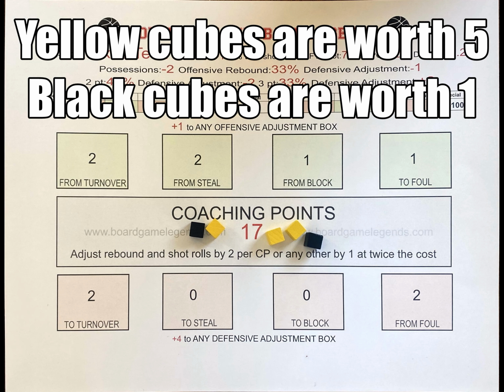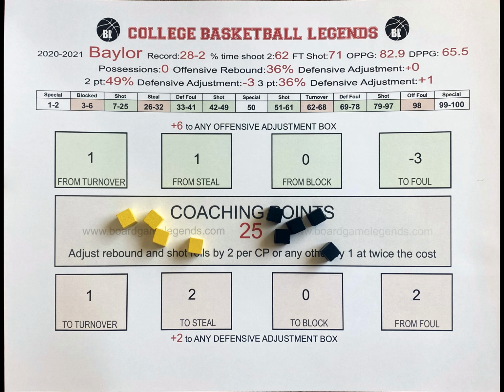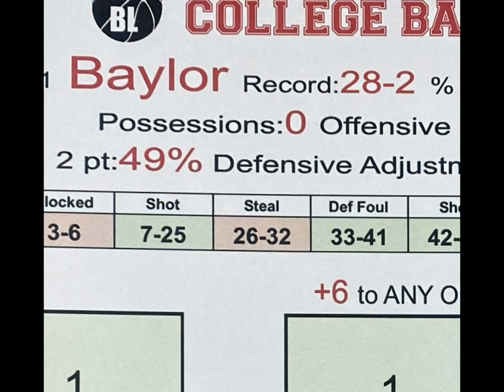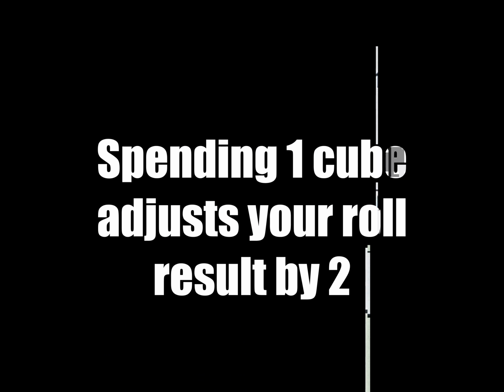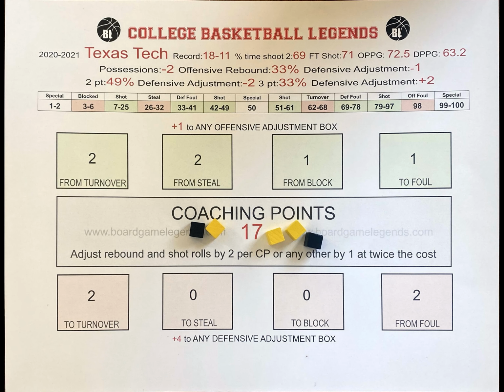Each cube is going to be worth 2 points off the roll. So, for example, say Baylor makes 2-point shots at 49%. If you roll a 51, which would normally be a miss, you can spend one of your cubes and adjust that die roll from a 51 to a 49 and make the shot. So right off the bat, you'll put 25 on Baylor, 17 on Texas Tech.